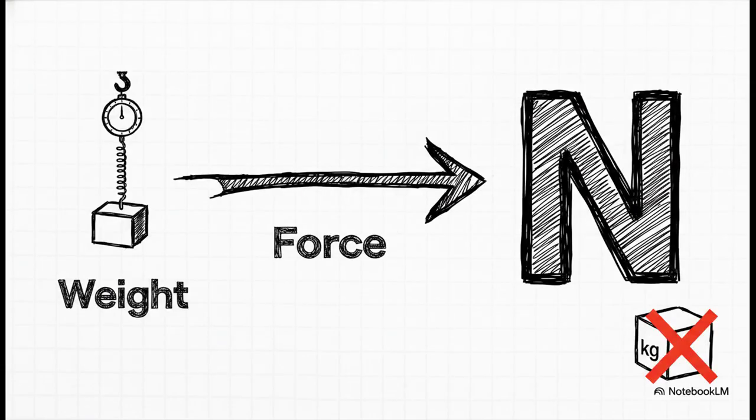Now, since weight is a force, its SI unit is the same as the unit for force, which is the Newton, written with a capital N. A very common mistake that students make is to write weight in kilograms. Please remember, kilograms is the unit of mass. The correct unit for weight is the Newton. This is a very important distinction.